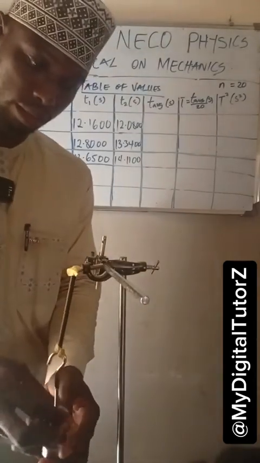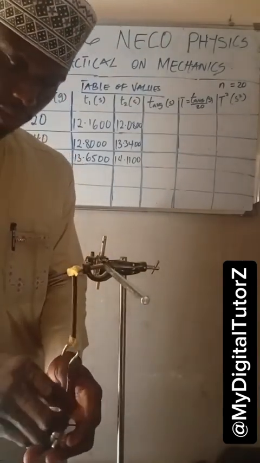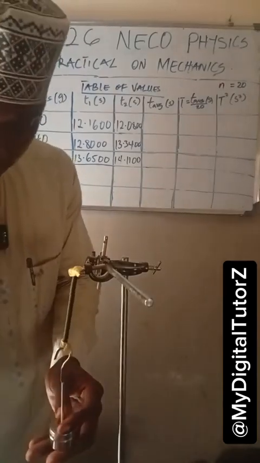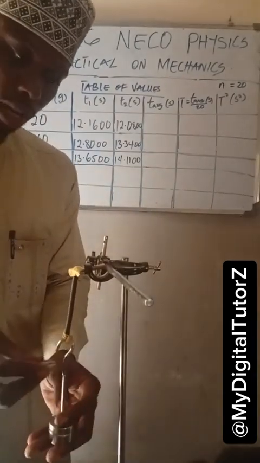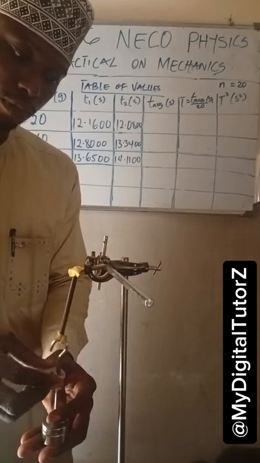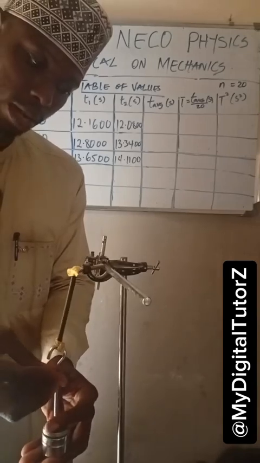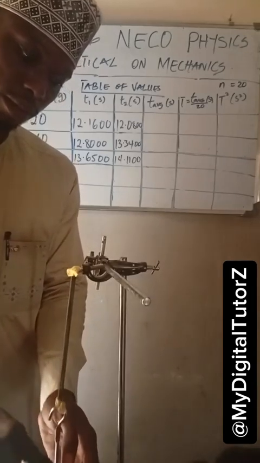I'll go for 80. So let me just remove this. Here is 10. Here is 10. I'm looking for 80. So that will be 50 plus 20, then plus 10. Right? So that will give us 80.